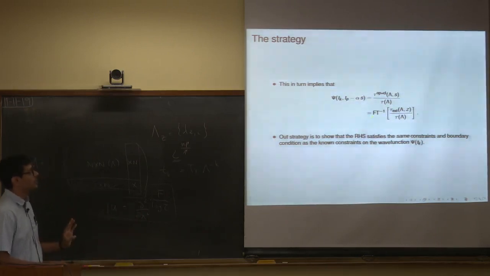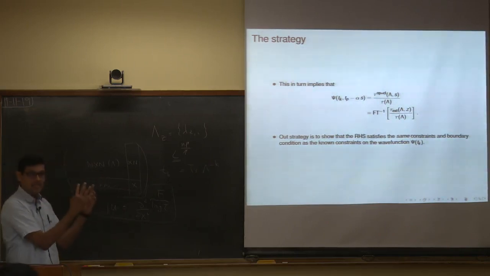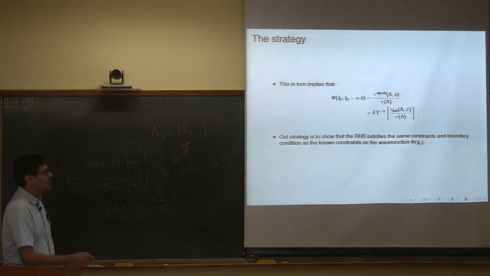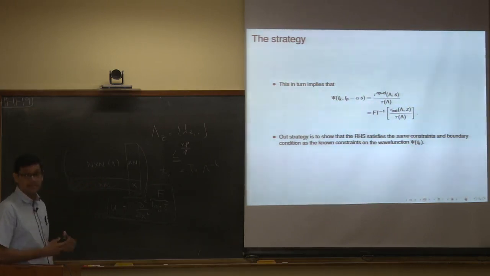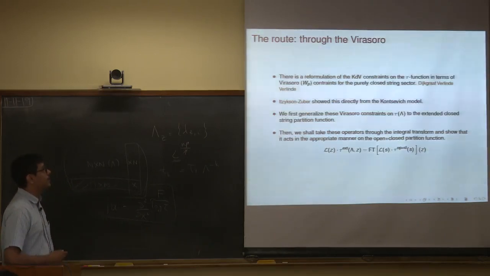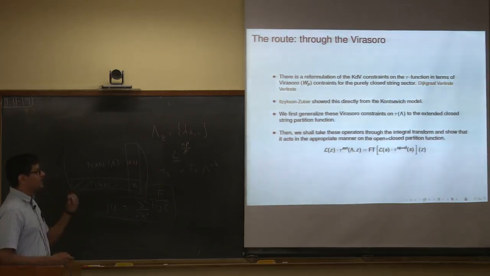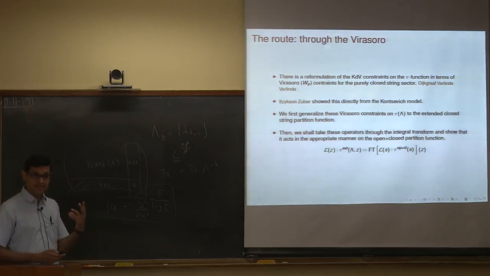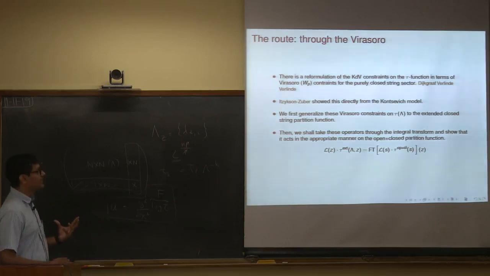We forget about this determinant insertion and so on. It's very hard to work with. We work with the left-hand side, which is much better understood, and then we take the inverse Fourier transform and show that this satisfies the same properties as what it is supposed to. I hope the logic is clear. The route we take is through this Virasoro operator, which is something I haven't told you yet. There is a reformulation of all the KdV constraints in terms of Virasoro operators.